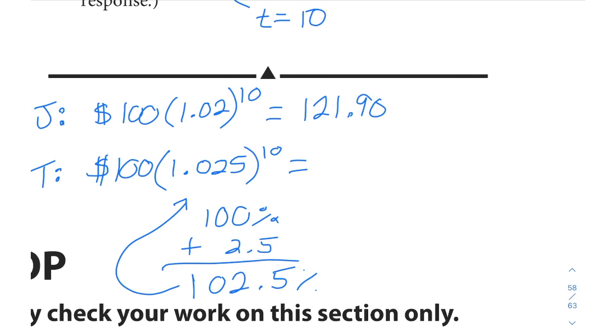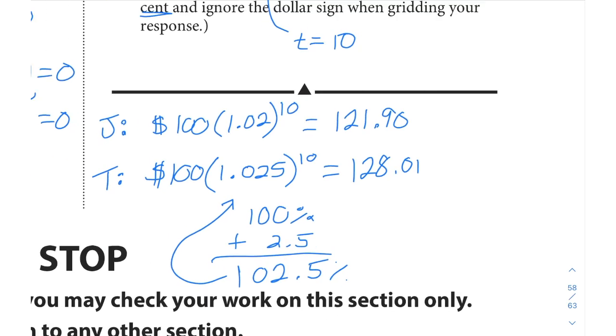And if we do that calculation, we do 1.025 to the 10th, and then multiply that by 100 to get 128.01.